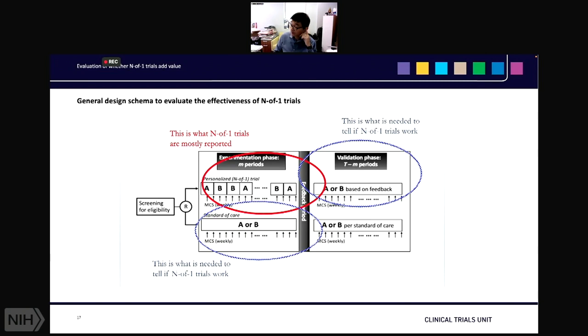But what should have been done in an N-of-1 trial is that we need to have a control arm, that is standard of care, and we also need to have a follow-up period after a drug is selected. These are the two study elements that are typically missing, but would be useful to have in designing N-of-1 trials.